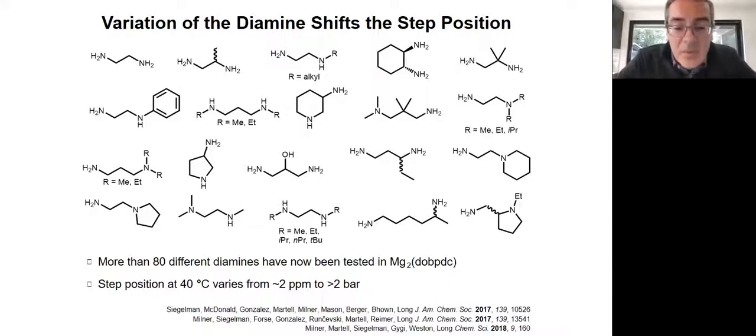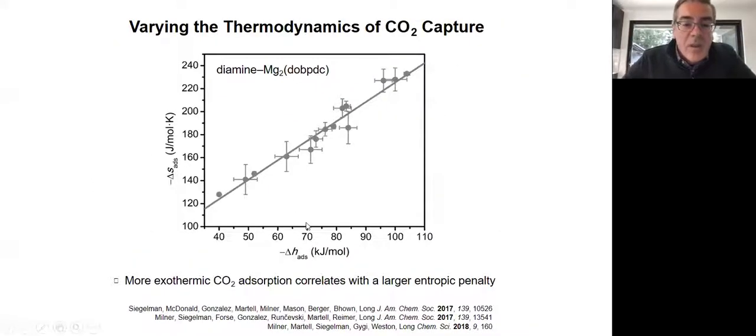So we've tested many, many different diamines within this material, more than 80 now. And by changing that diamine, we can adjust the adsorption step at 40 degrees, anywhere from 2 parts per million, where you're very effectively capturing CO2 from air, to past 2 bar, which may have uses for high pressure CO2 removal. So with this kind of tunability, you can target a specific application.